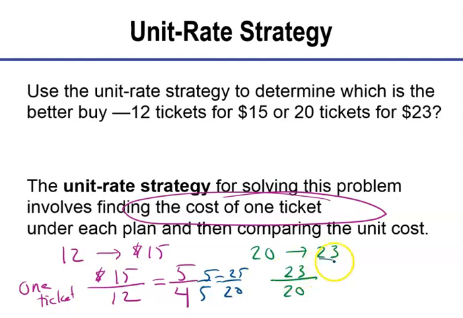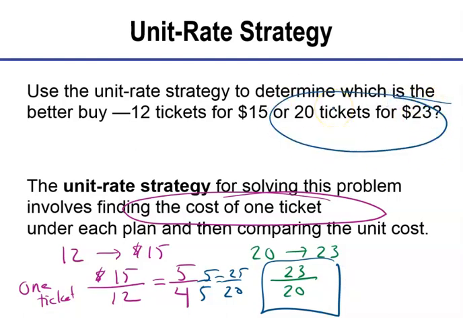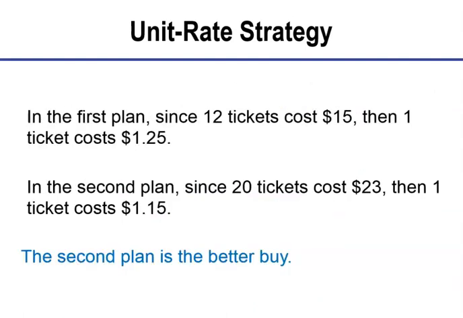So which one looks cheaper? Well, again, we knew that the 20 tickets for $23 was cheaper. And when we compare 23 over 20 to 25 over 20, we see once again that the 20 tickets for $23 is cheaper. Now, I've got that typed up for you. So in the first plan, since 12 tickets cost $15, one ticket costs $1.25. Notice I didn't do that. I put it in fraction form because we haven't officially discussed decimals yet. In the second plan, 20 tickets cost $23 and one ticket costs $1.15. So the second plan is a better buy.